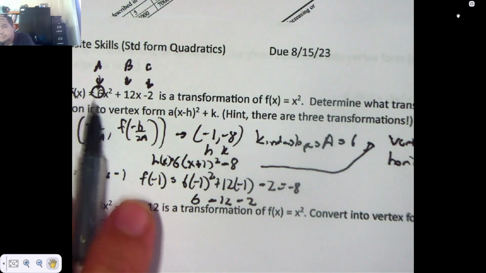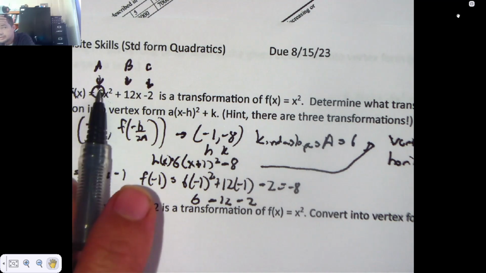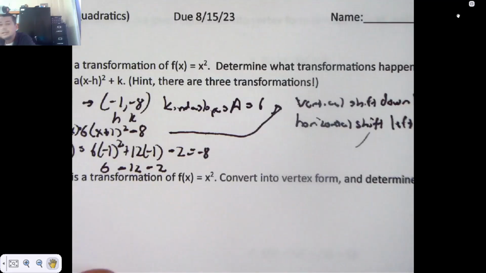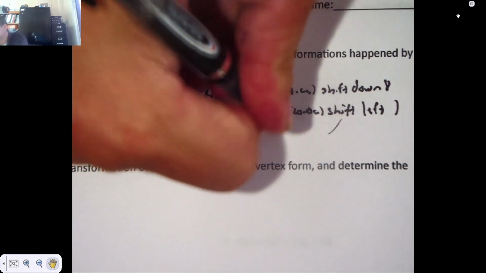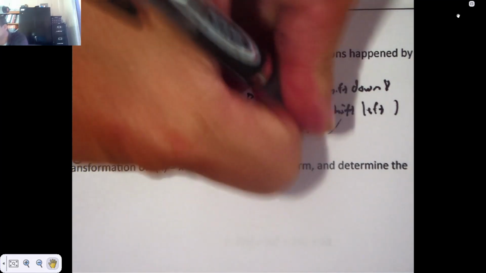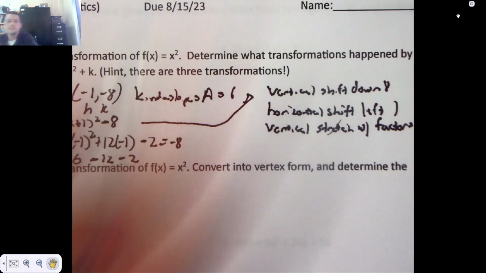And your scale factor is right here. Your kind of slope is right there. We have a scale factor. It's a vertical stretch with a factor equal to 6.